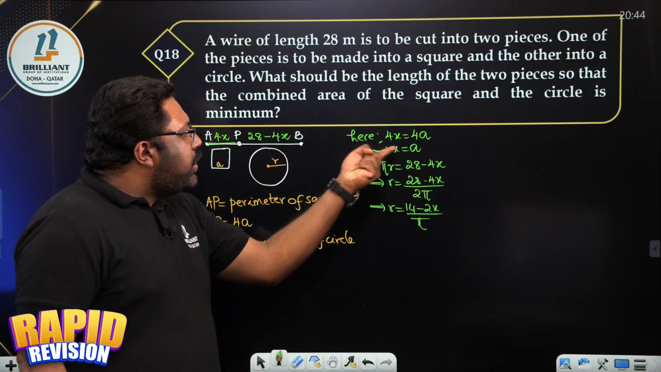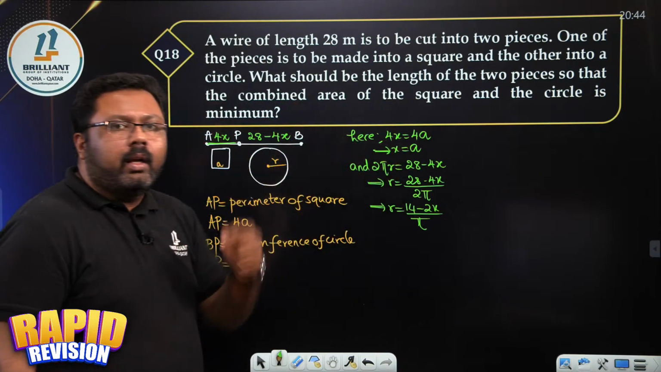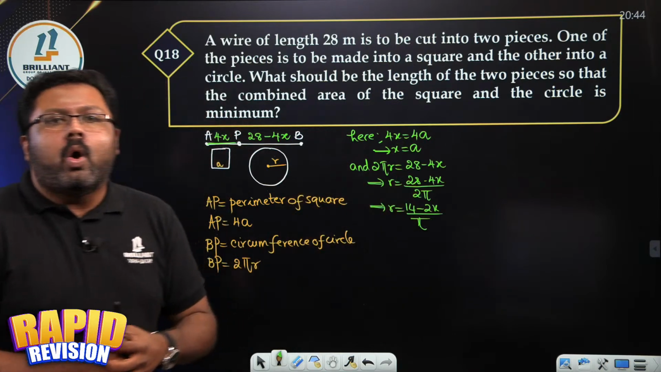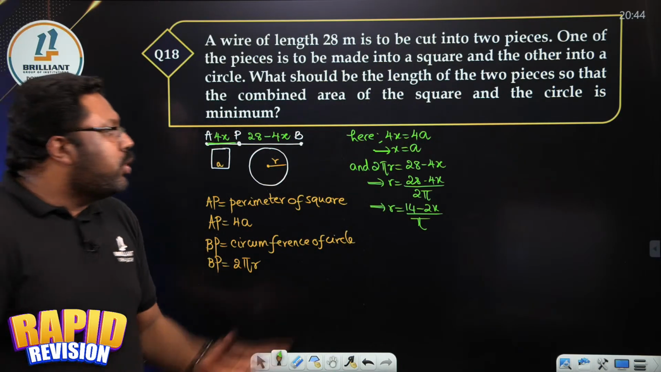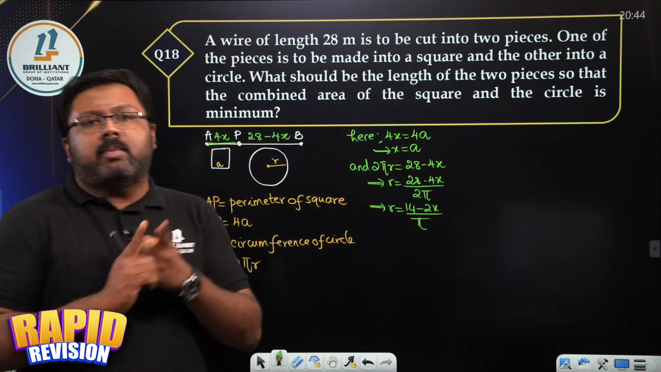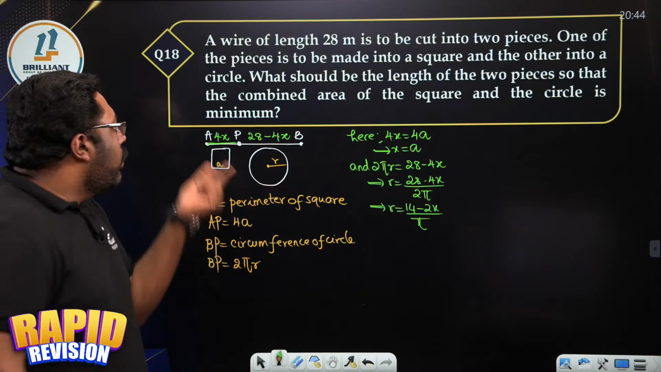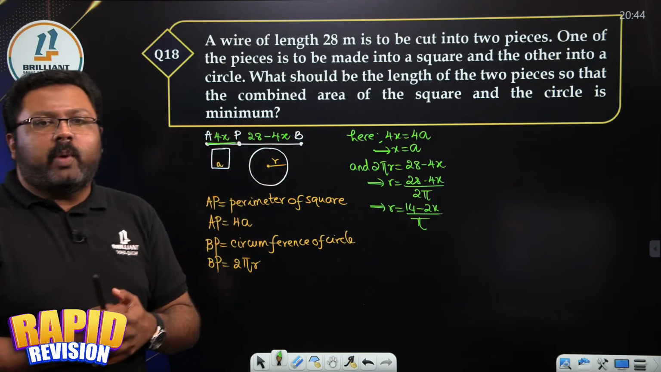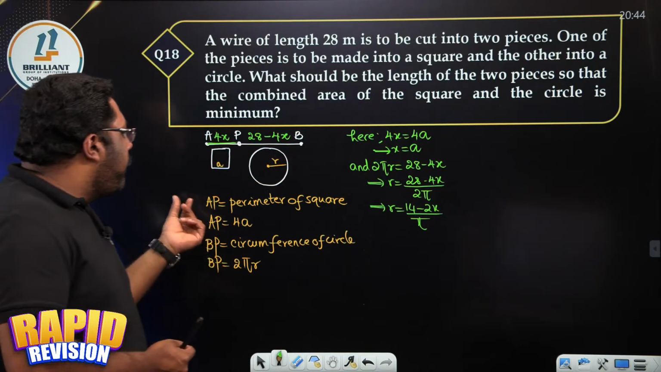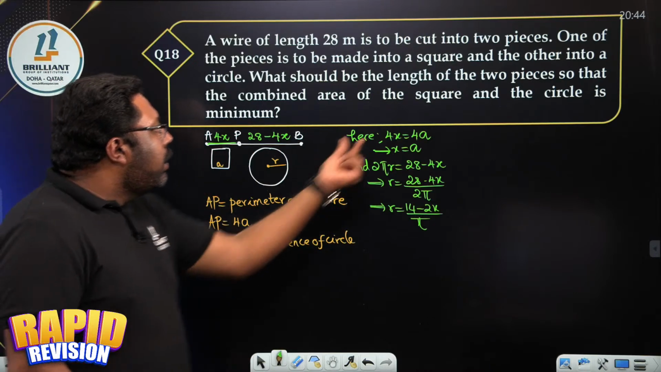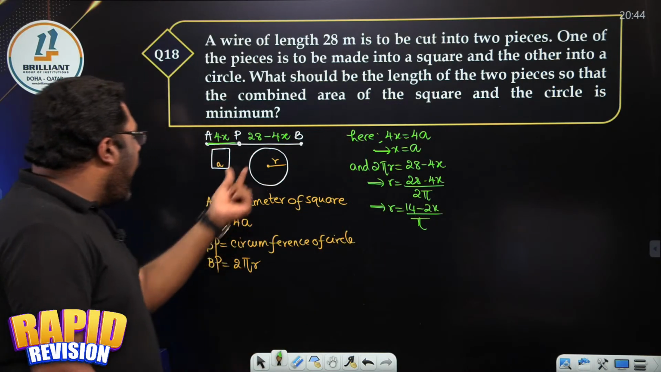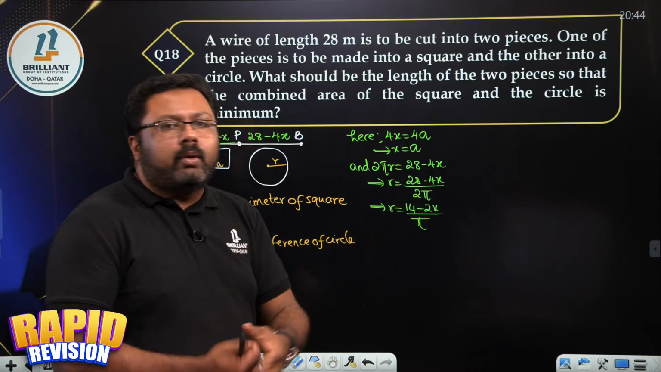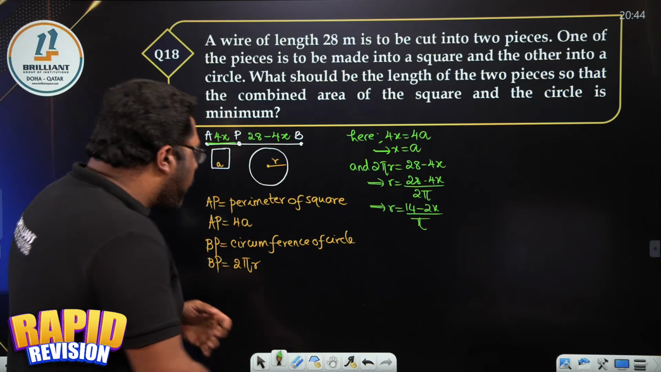So I have changed the side of the square in terms of x. I have changed the radius of the circle also in terms of x, so that I can get everything in terms of a single variable. Once again, call AP as 4x, BP will be 28 minus 4x. The perimeter of the square is 4a, which will be x equal to a, and the circumference of the circle is 2 pi r, which means r is equal to 14 minus 2x by pi.